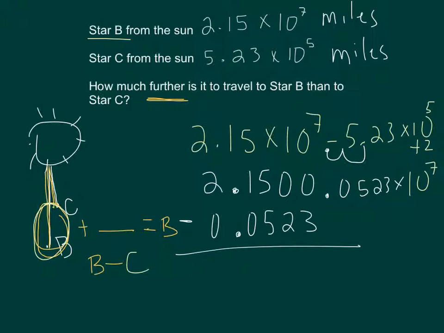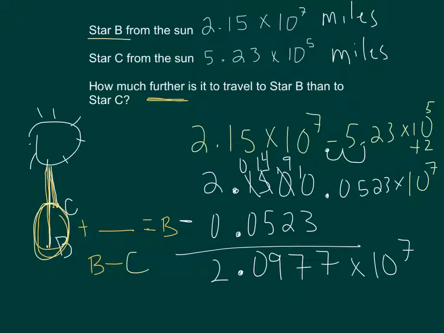0 minus 3, I can't do it. 0 minus 2, can't do it. 5 minus, 0 minus 3, 0 minus 2, so I need to borrow. This 5 becomes a 4. This becomes 10, but then I need to borrow from it, so it is 9. 10 minus 3 is 7. 9 minus 2 is 7. 4 minus 5 I can't do, so I need to borrow. Becomes a 0. 14 minus 5 is 9. 0 minus 0 is 0. And 2 minus 0 is 2. My answer is 2.0977 times 10 to the 7th, or that ridiculous number, 2 and 977 10,000ths.